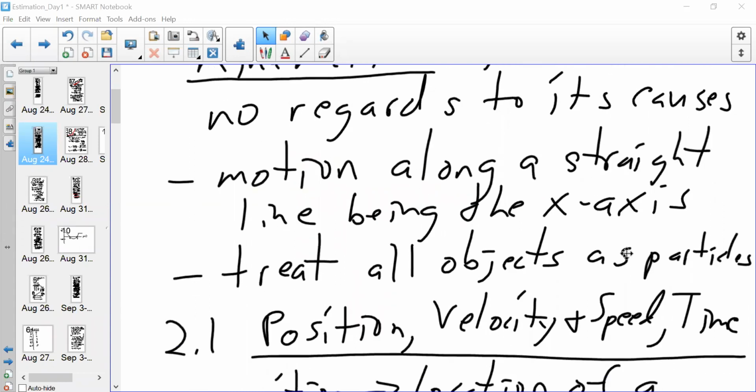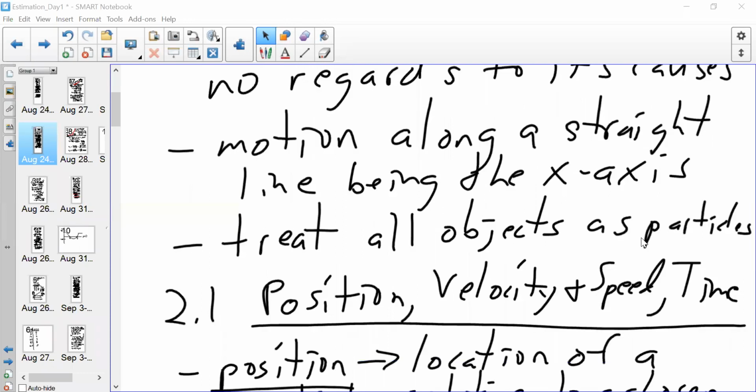We're going to treat all objects as particles. That helps in a larger sense, especially when we get into forces, when we have to identify all the forces acting on a particular object. So instead of modeling or drawing the object itself, like drawing a little sketch of a car with wheels and all that stuff, we just treat it as a dot, treat it as a particle. That just helps with the analysis.